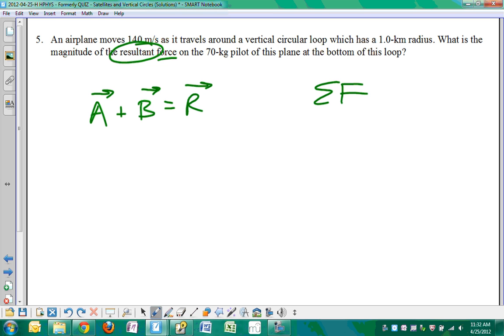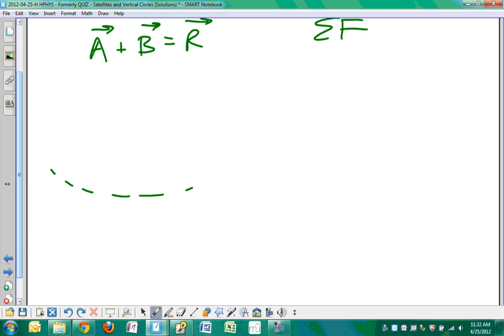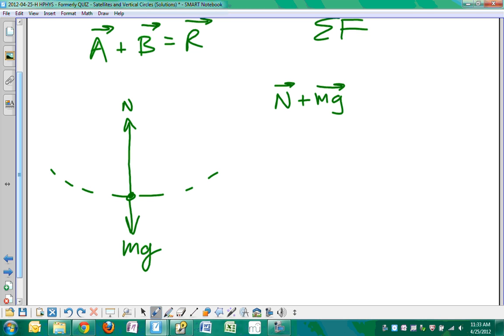Okay? And so when we say the net force, we have to look at a free body diagram in a vertical loop, at the bottom of the loop. At the bottom of the loop we have mg acting downward, and if it's the seat of a pilot, we'll just say it's a normal force. But we know that the normal force vector plus the mg force vector has to be equal to the centripetal force requirement vector, which is pointing upward.